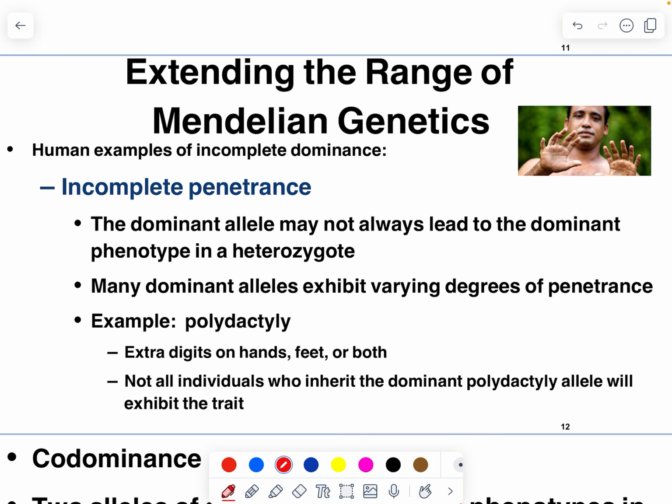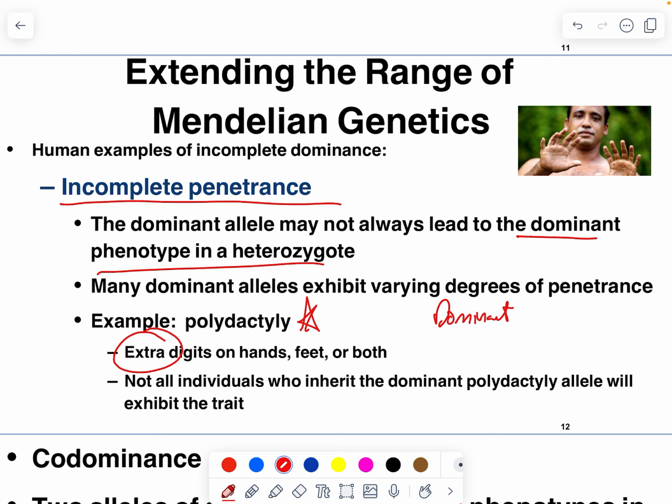Incomplete dominance, human examples of it. There's also incomplete penetrance, which means the dominant allele may not always lead to the dominant phenotype. So for example, many dominant alleles exhibit varying degrees of penetrance, which means like showing up. Polydactyly is an example. Extra digits, it's dominant, okay? You're like, well, this is a common misconception.